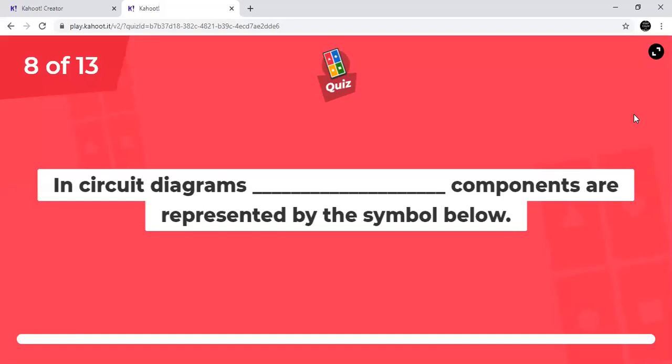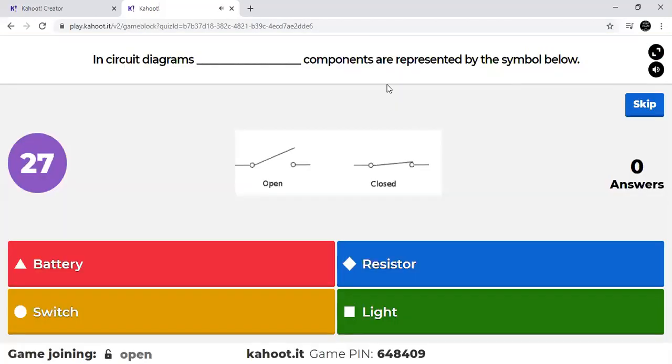In circuit diagrams, components are represented by the symbol below. 30 seconds.